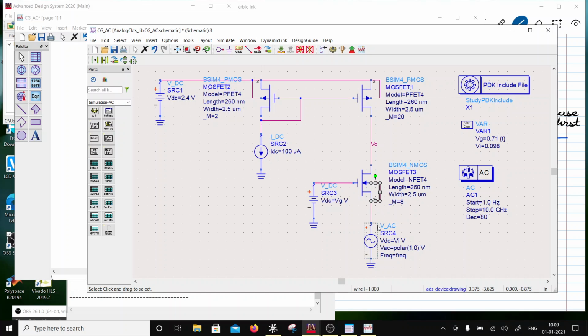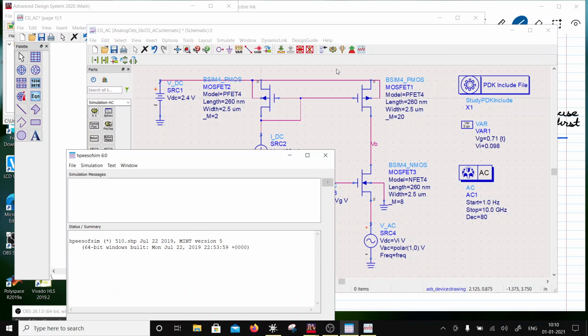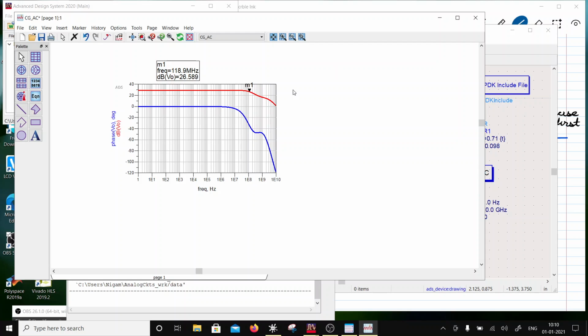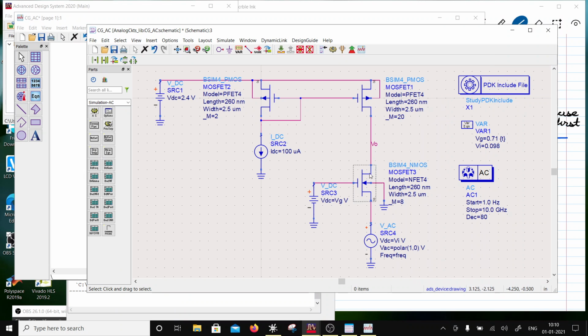So let me just do one thing. Let's connect this body to ground. When I connect the body to ground, the Miller capacitance would be 0. The CDB will be to the drain and the body is grounded. Okay, so roughly the same point. So that's the advantage.